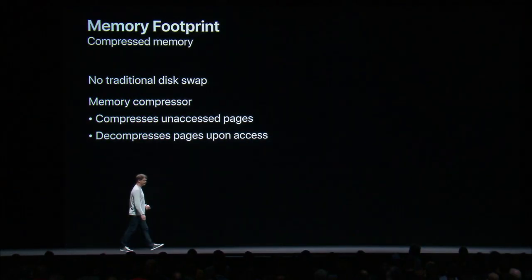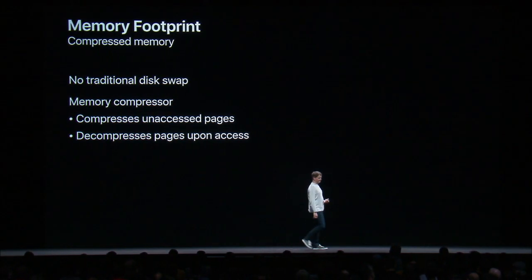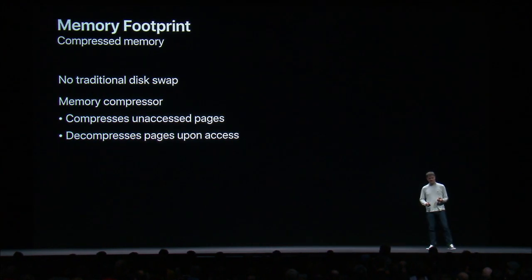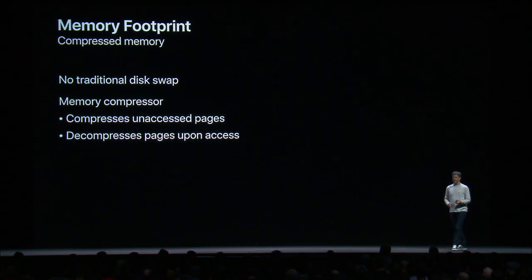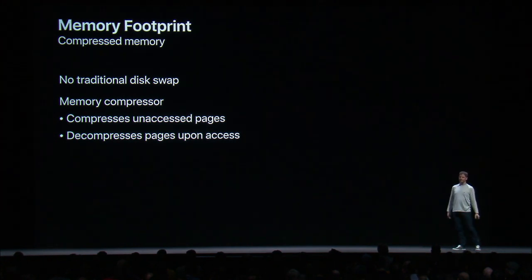Now, compressed memory is pretty cool. iOS doesn't have a traditional disk swap system. Instead, it uses a memory compressor. This was introduced in iOS 7. The memory compressor will take unaccessed pages and squeeze them down, which can actually create more space. But on access, the compressor will then decompress them so the memory can be read.